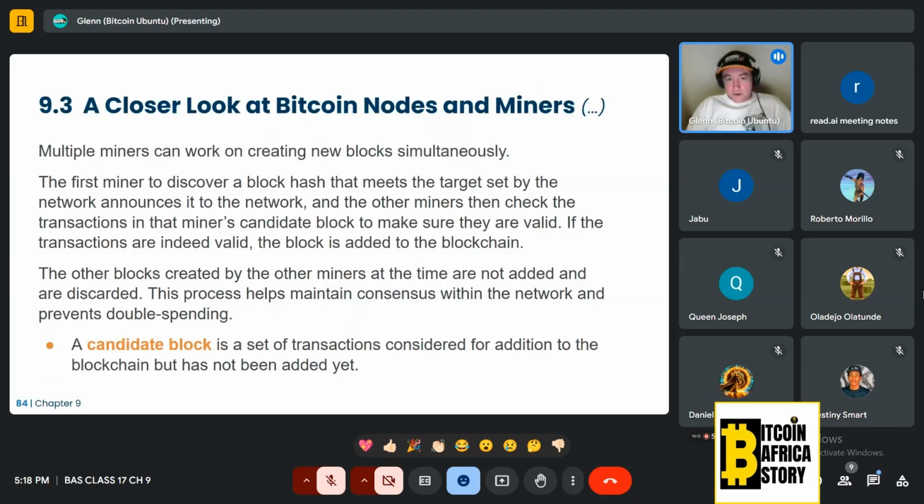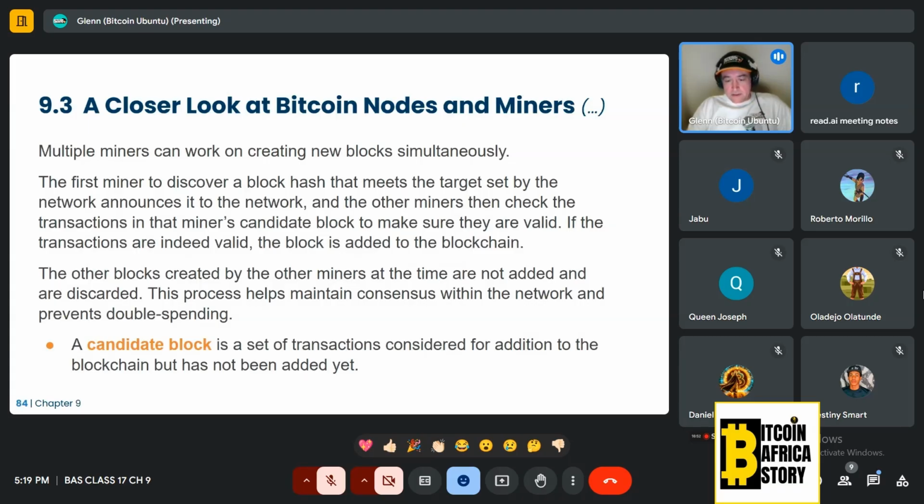Multiple miners can work on creating new blocks simultaneously. The first miner to discover a block hash that meets the target set by the network announces it to the network, and the other miners then check the transactions in that miner's candidate block to make sure they are valid. If the transactions are indeed valid, the block is added to the blockchain. The other blocks created by the other miners at the time are not added and are discarded. This process helps maintain consensus within the network and prevents double spending.